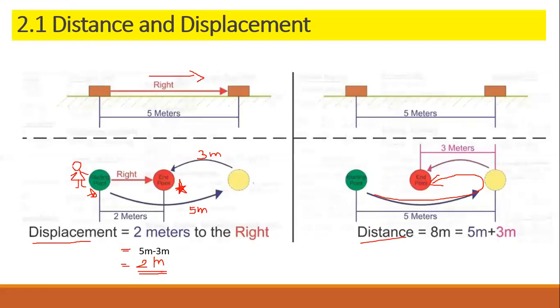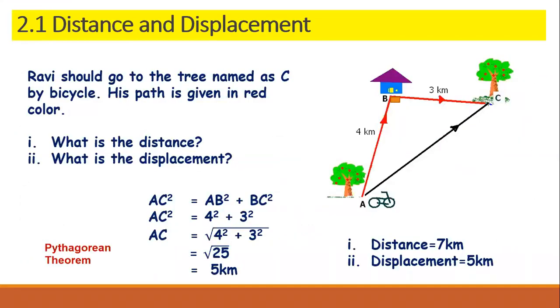So here I'm moving into the next slide. This is another type of question we have to answer in this distance displacement section. Once we are given a right angle triangle like this, we know the Pythagorean theorem, so we can use that to answer this type of question.